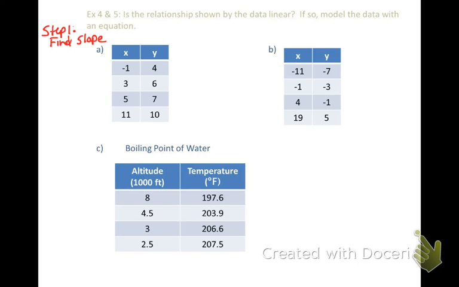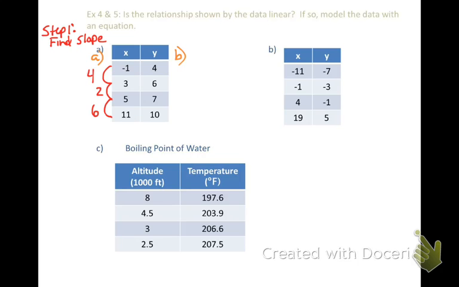And to find the slope, we're going to start with x. You're going to find the difference between -1 and 3. Well, the difference between -1 and 3 is 4. And then the difference between 3 and 5 is 2. And the difference between 5 and 11 is 6. This is A on step 1.